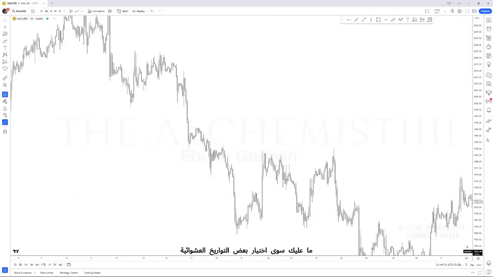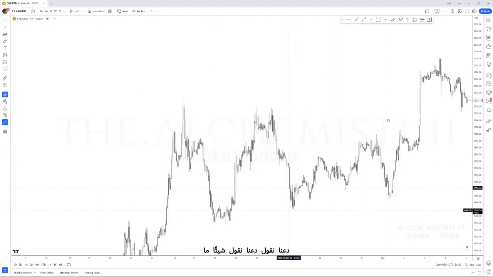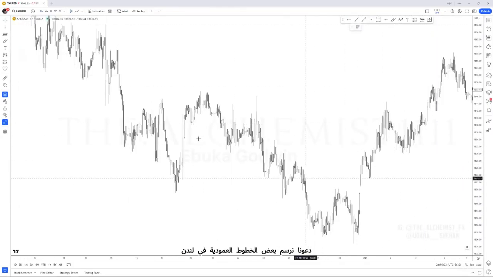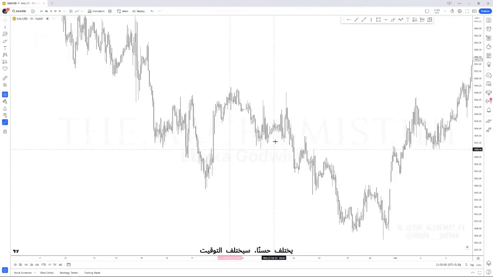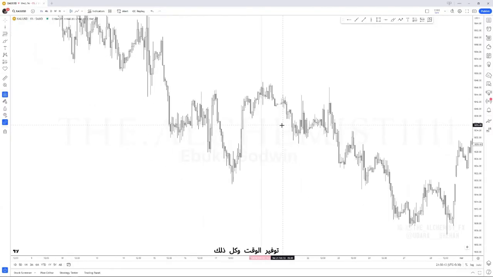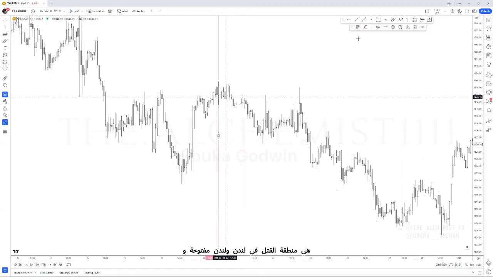What you should do is pick some random dates, whatever day you want, and draw some vertical lines at the London kill zone. Of course, the timing will differ when there is a shift in daylight savings time. So we had 12:30 and 1:30 as the London kill zone and London open, and 5:30 and 6:30 as the New York kill zone and New York open when there was daylight savings time, I think.